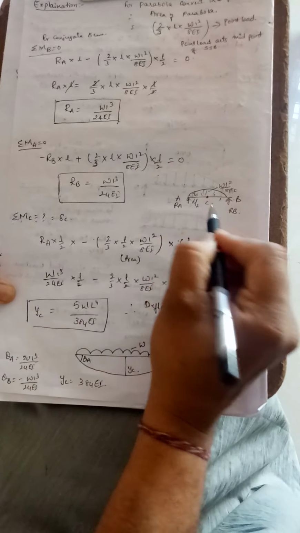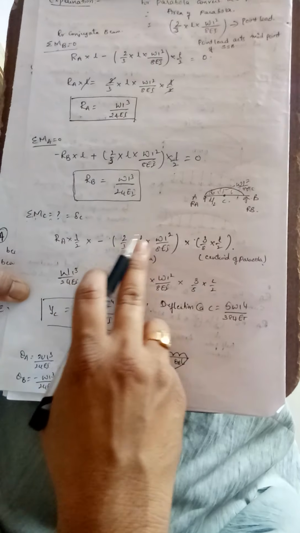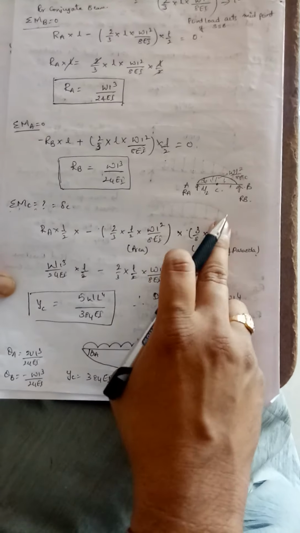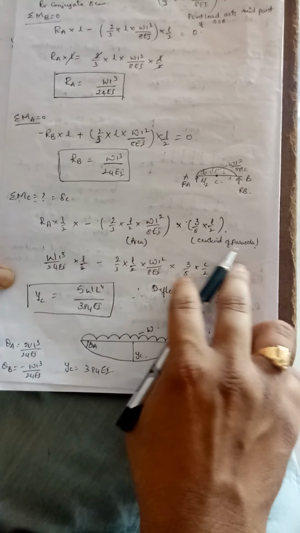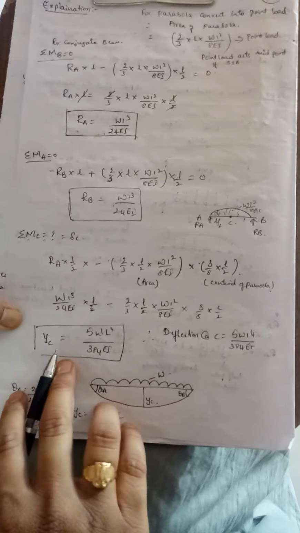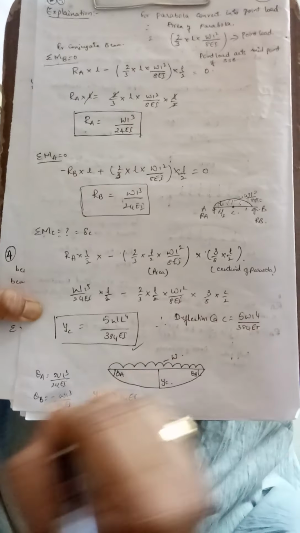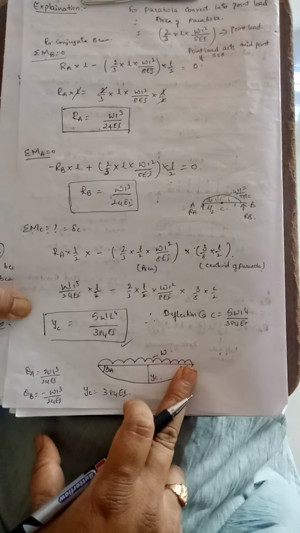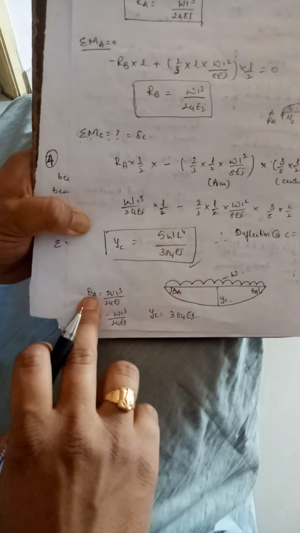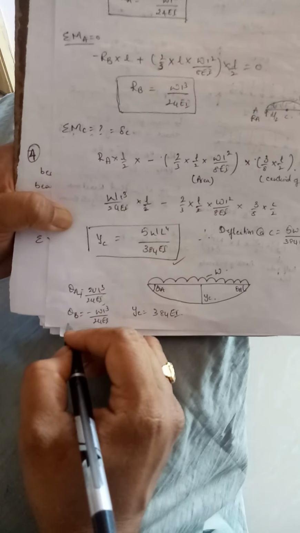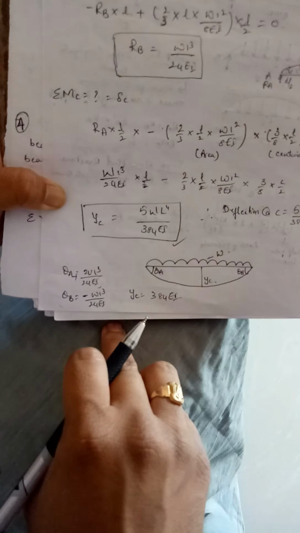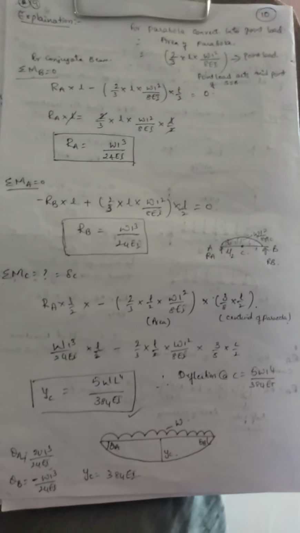So RA into L by 2, minus 2/3 of L by 2 into WL square by 8 is the area, and the centroid of the parabola is 3 by 8 L by 2. Therefore, the final deflection is equal to 5 WL to the power 4 divided by 384 EI. That is the deflection of UDL over the span of length L for the simply supported beam. Clear? Now finally, theta A is equal to WL cube by 24 EI, theta B is equal to anti-clockwise WL cube by 24 EI, and deflection at C is equal to 5WL to the power 4 by 384 EI. So you can go through this, guys.